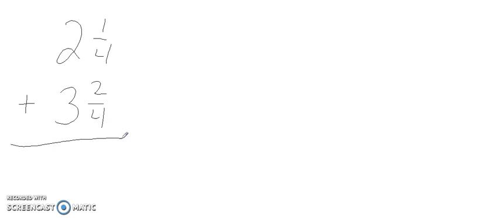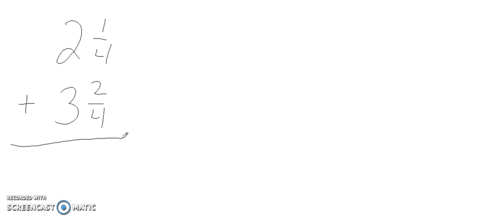Today we're going to look at how we can add mixed numbers. Whenever we're adding mixed numbers, we're going to take what we know about adding regular numbers and adding fractions and mesh them together. So when I'm writing my equation, for example, 2 1/4 plus 3 2/4, I want to stack them up just like I would stack up any other equation.